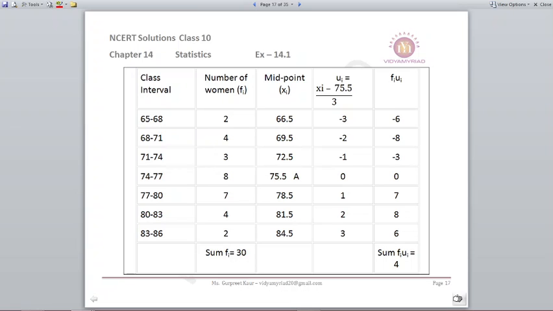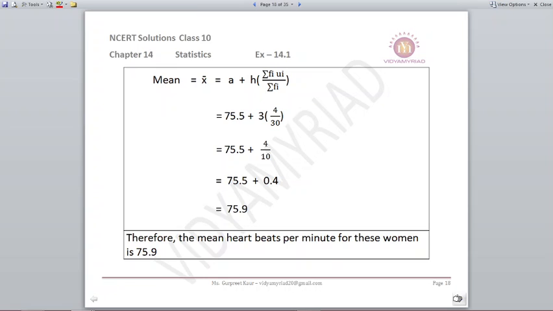So in my last column, if you see, the numbers are very small. When I add them together, sigma fi ui becomes only 4. And sigma fi, the total of the frequency, is 30. Let us put it into the formula A plus h into sigma fi ui upon sigma fi. A I have assumed as 75.5, h is 3, sigma fi ui has come as 4, and sigma fi is 30. After solving, the mean comes out to be 75.9.